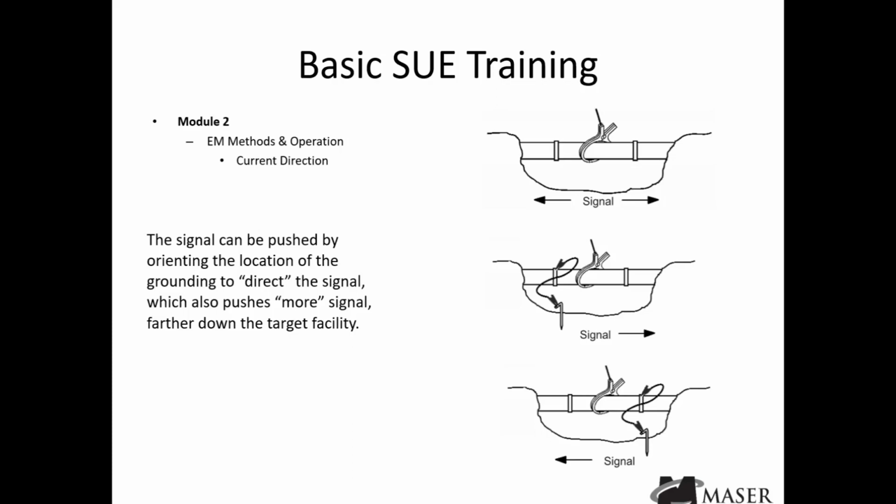The same on the bottom graphic. If we needed all the signal to go to the left, we would ground again behind the direct connection or the clamp, and force all that signal off to the left. This can be very helpful when you're trying to work on signals, or you need the signal to go farther than it normally would. You can cause it to be forced in a certain direction. That helps you diagnose some other issues with regard to current direction.